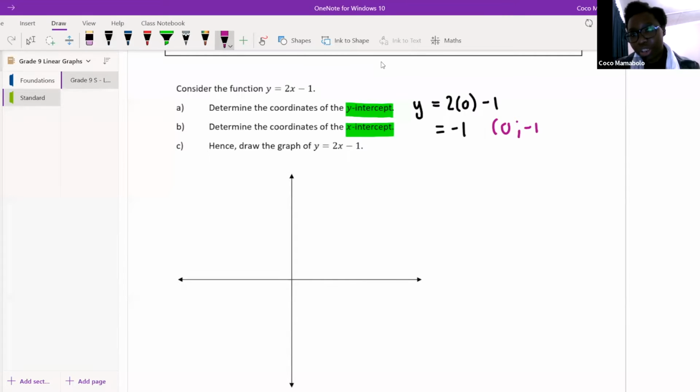0, minus 1. I'm trying to keep up with you. You're speaking very fast. You're saying all the right things, but you're speaking like, oh, okay, yes, next, let's go.